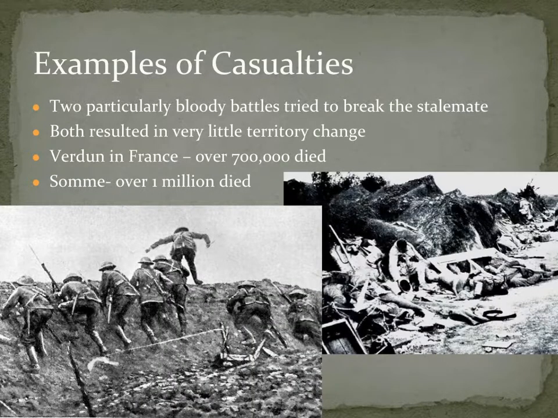So again, the casualties of World War I are just very high because of these new tactics and weapons. Two particularly bloody battles that tried to break the stalemate were at Verdun in France and the Somme. And you don't need to know these specific battles, but I just want you to look at how many people died in just these individual battles. And again, that's because of the new technology and the tactics that were used in World War I.